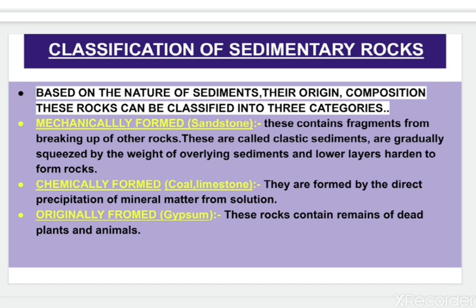First, mechanically formed rocks contain fragments from the breaking up of other rocks. These are called clastic sediments, which are gradually squeezed by the weight of overlying sediments and lower layers, and harden to form rocks. Next is chemically formed rock. They are formed by direct precipitation of mineral matter from solution. And organically formed rocks contain remains of dead plants and animals.